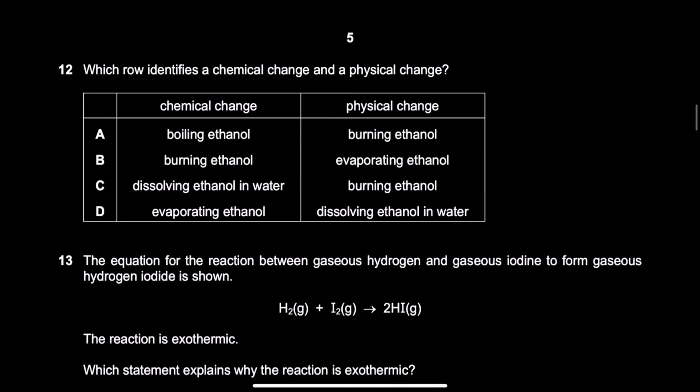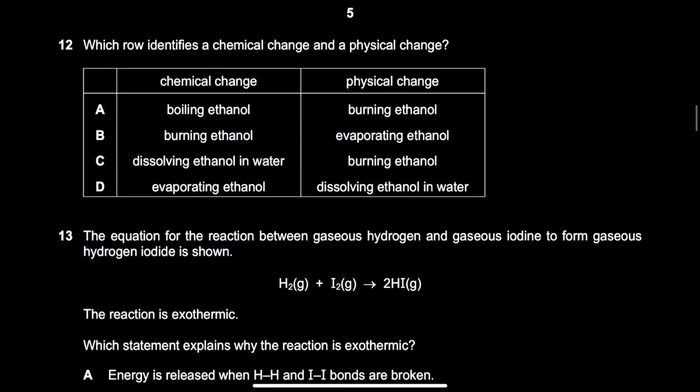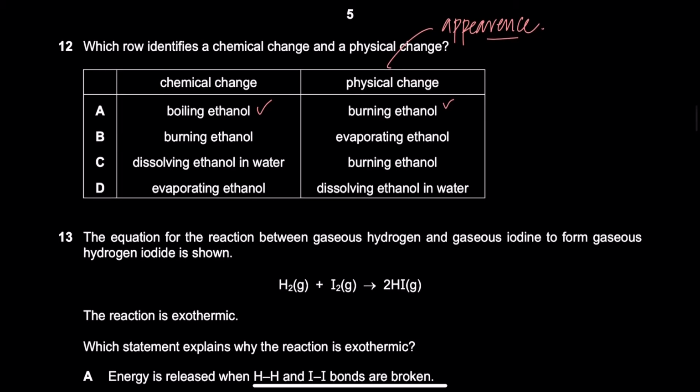Which row identifies a chemical change and a physical change? Boiling is a chemical change, but burning is also a chemical change. Physical change literally means a change in appearance, right? Or a change in state. That's what we studied. And chemical change meant new products were being formed, or a chemical composition was changing, and all of that good stuff, right? So physical change is just the change in appearance or state. No chemical composition is changing whatsoever. In chemical change, you'll also have new products. Physical change, no new products.